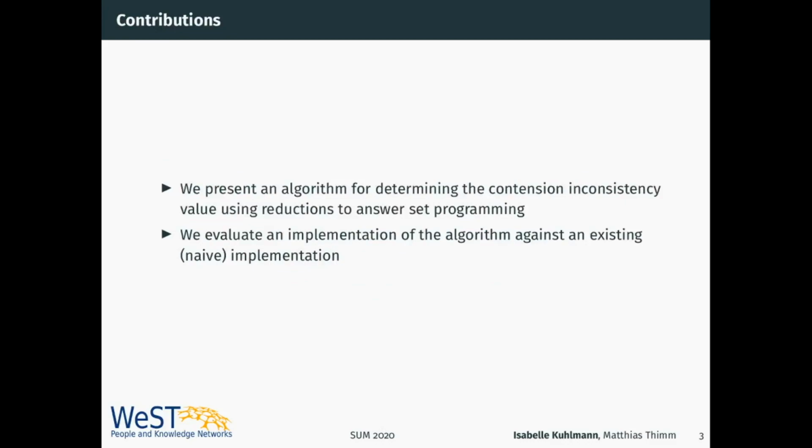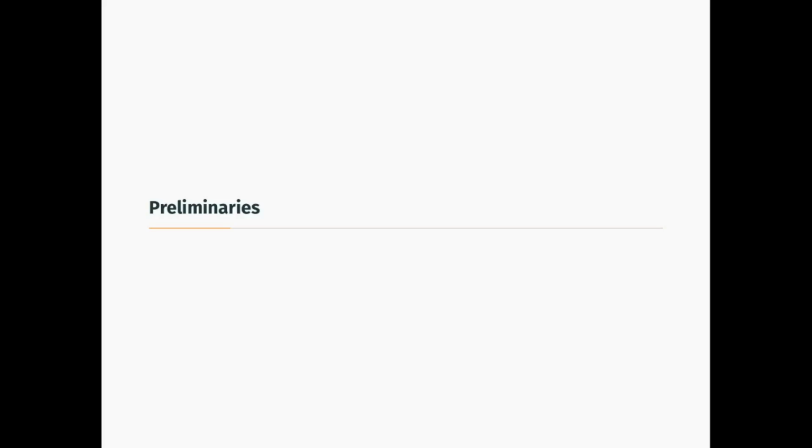So what we did is we created an algorithm for the contention inconsistency measure by using reductions to answer set programming. And we also implemented this approach and evaluated it against an existing implementation. Now I will go over some preliminaries. Mainly, I will describe the contention inconsistency measure and the basics of answer set programming.